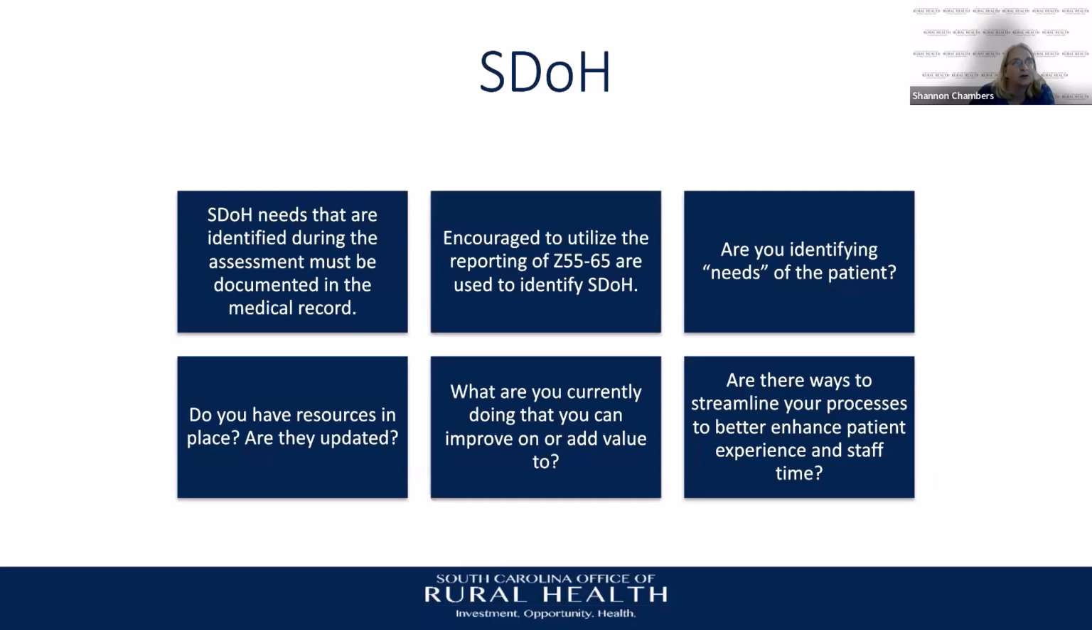All right, so social determinants of health have to be identified during an assessment and must be documented. I'm going to say that 500 more times because it's so important if you're going to reference it, especially for that medical decision making. You are encouraged to utilize those Z55 to Z65 codes. Those are where we're going to talk through identifying social determinants of health.